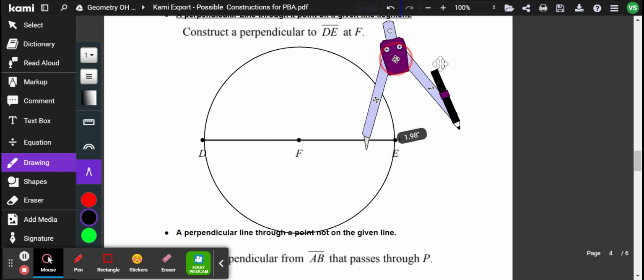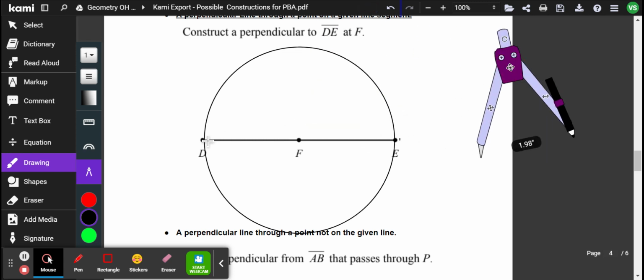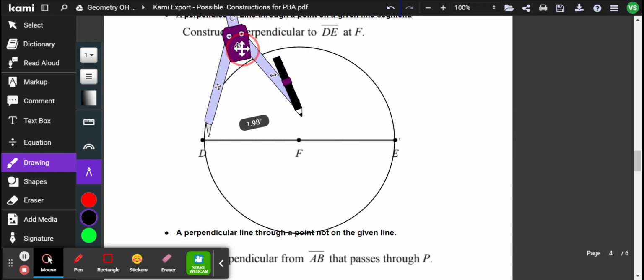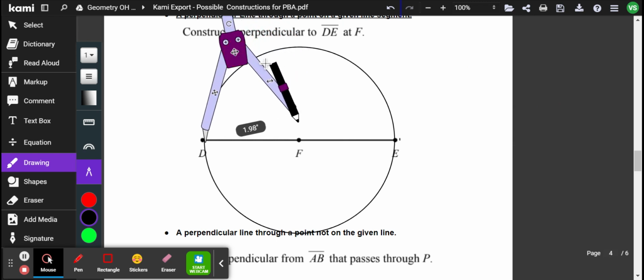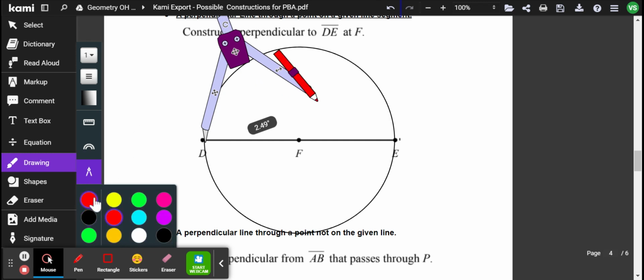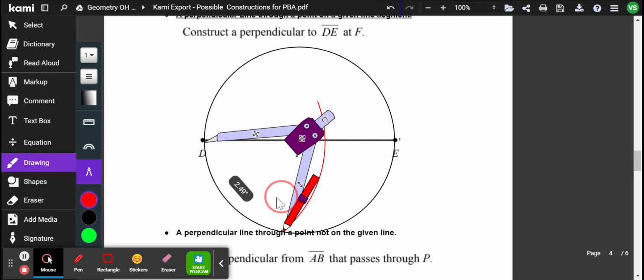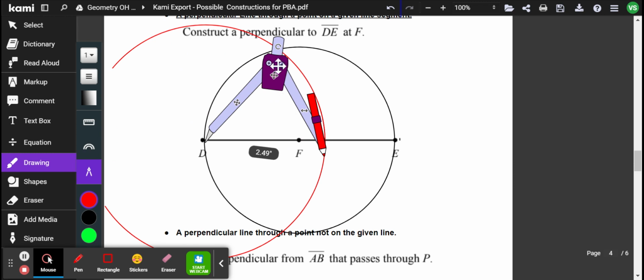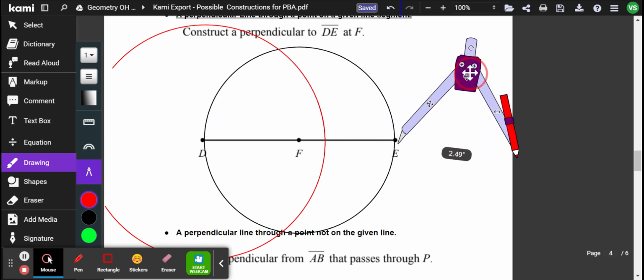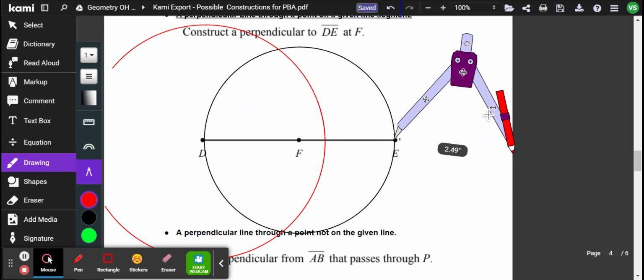So where this intersects here is equidistant from this point F. So now I know that this intersection here is equidistant from this point here. I am going to make two circles of the same radius from these two points of intersection.